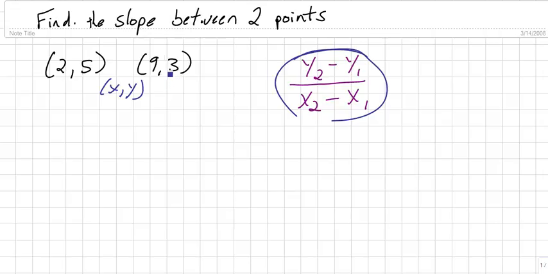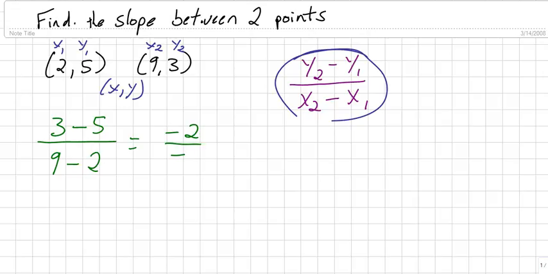We'll call these guys x2 and y2, and therefore that means this is going to be my x1 and this will be my y1. So I go ahead and put them together. So my y2 is 3 minus 5 over 9 minus 2. And then when I do my math, it gives me a negative 2 over a positive 7. So my slope in this case is negative 2/7.